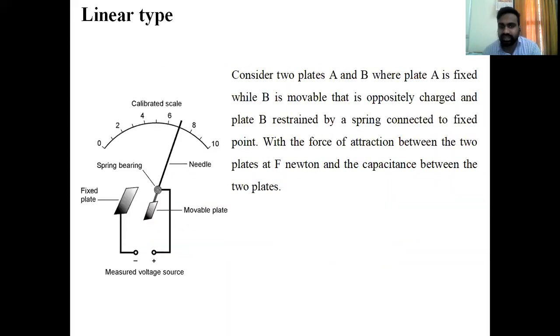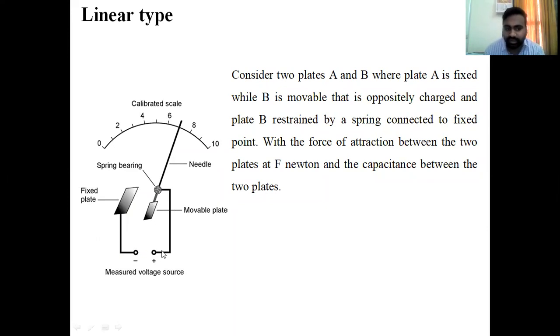Here in this classification, we saw in the previous class the linear type and the circular disk type or circular vane type. So what is the operating principle? Here we have two plates. See, this is a linear type. In the previous class we saw a brief view. This is a fixed plate, and this is a moving plate.